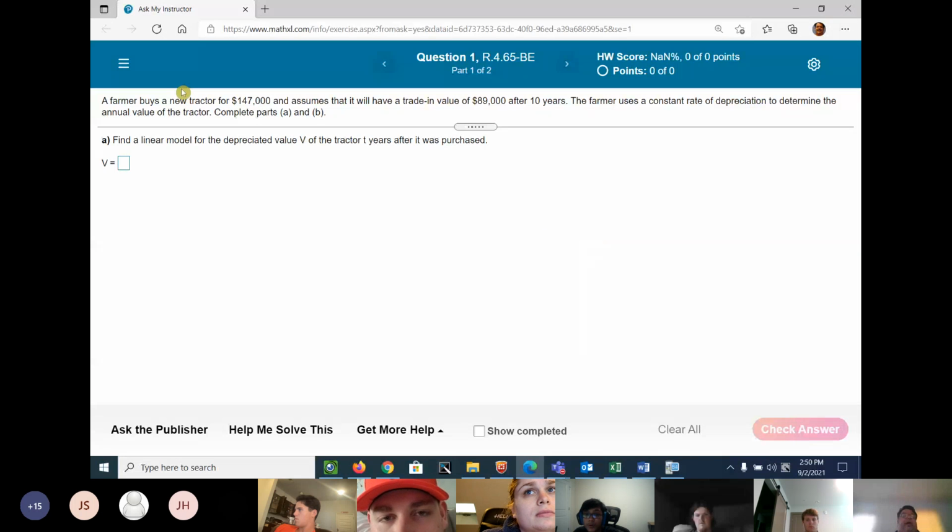A farmer buys a tractor for $147,000. And you laugh and say, well, that's a misprint. Oh no, that's not a misprint. A new tractor of any size is at least $150,000, and it assumes that it will have a trade-in value of crap after 10 years. Okay? The farmer uses a constant rate of depreciation, blah blah blah. Constant is the key word.